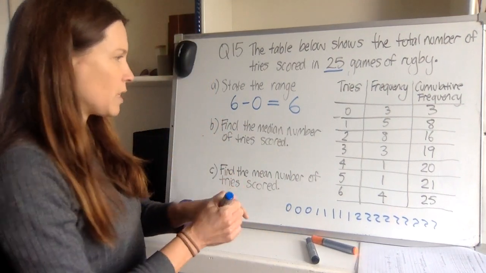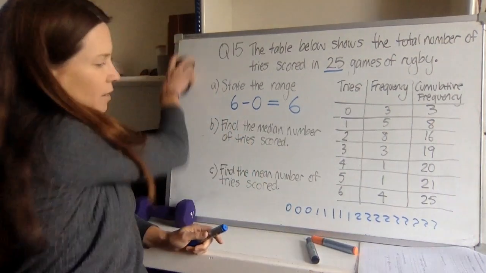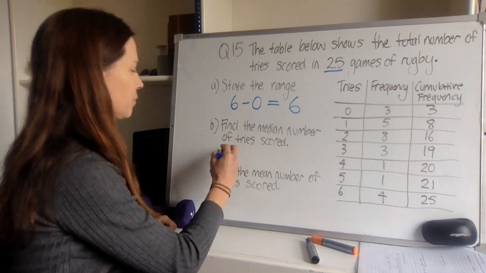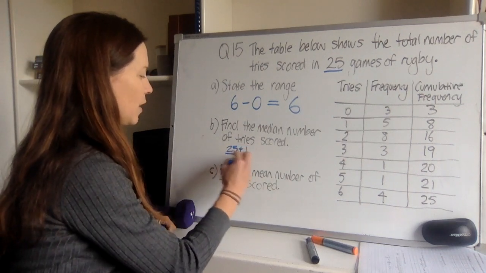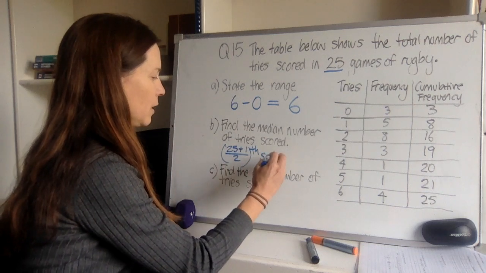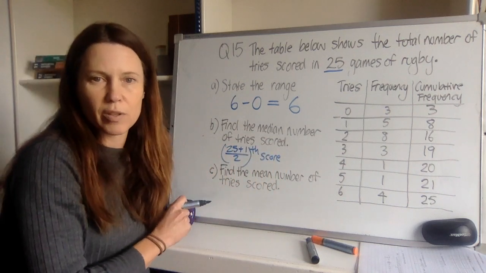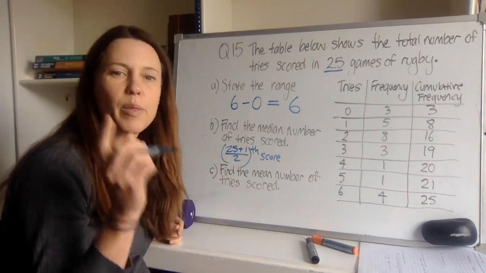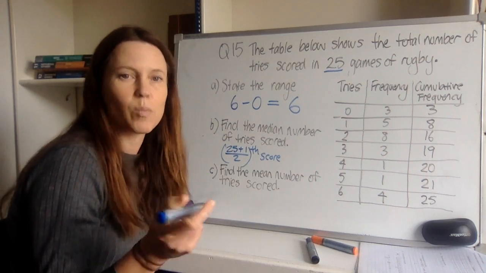So if you've got 25 scores, the quick, easy way of getting to the middle score is just to add 1 to 25 and then divide by 2. And that is the score you want. Now, 26 divided by 2 is 13. We don't want 13. That's not the median number of tries scored. But the 13th score is the one that we want.